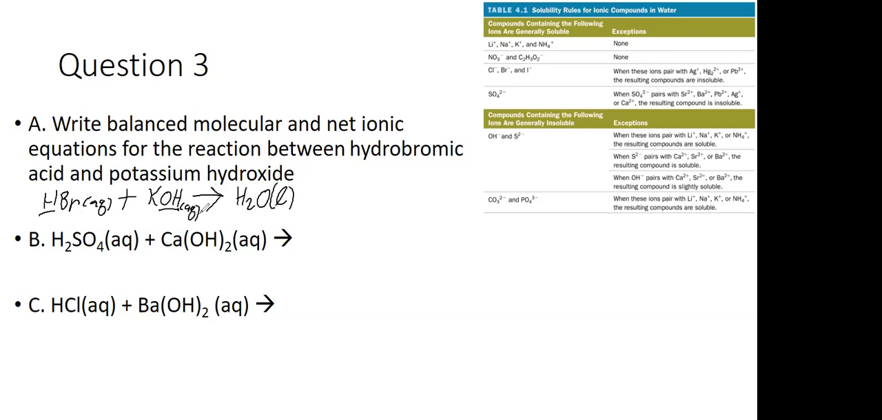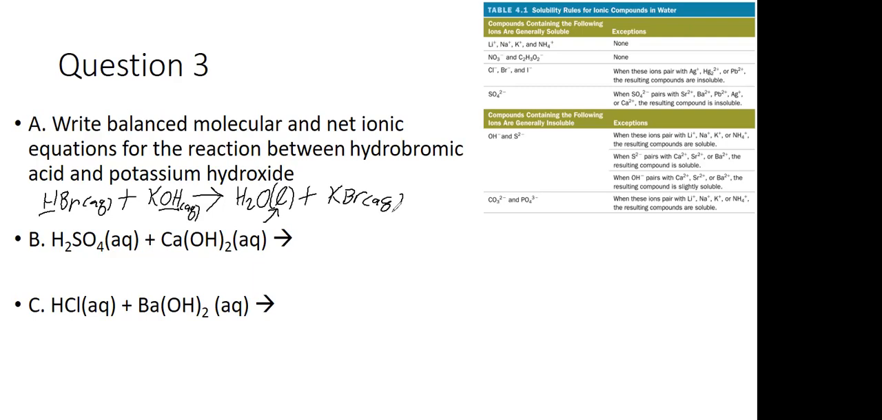Let's just take a minute to talk about symbols. H2O, if it's liquid, always gets the L for liquid. H2O is not aqueous because you cannot dissolve water in itself. So it can't be aqueous, which means it's liquid. So water gets the L notation. So we have liquid, and then we have the leftover salt, potassium bromide, aqueous.